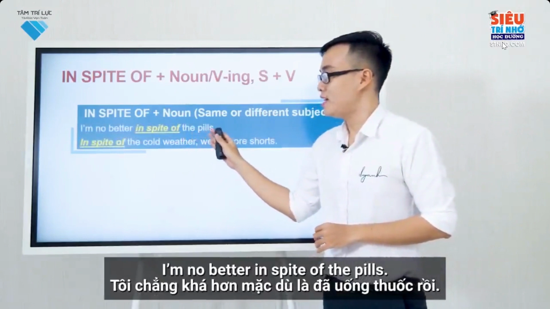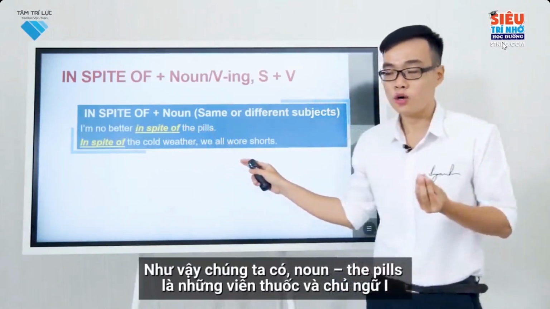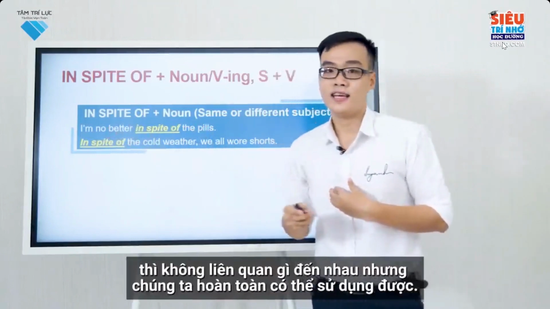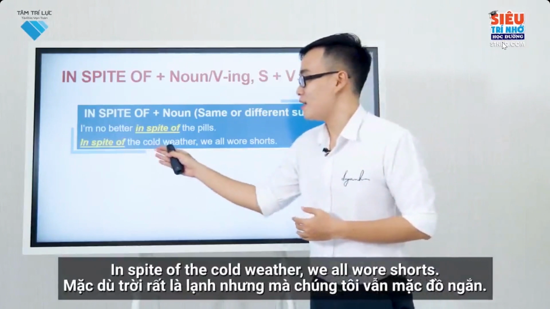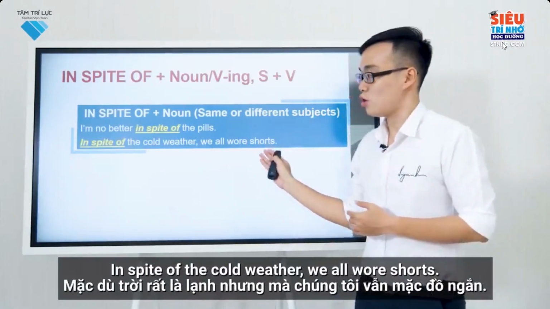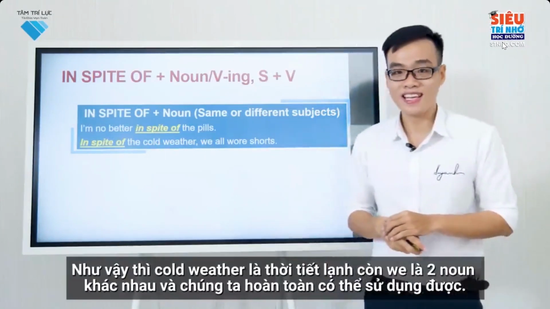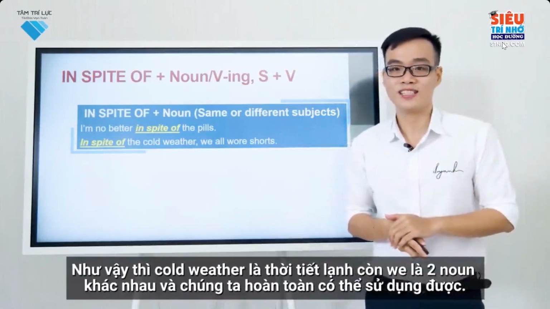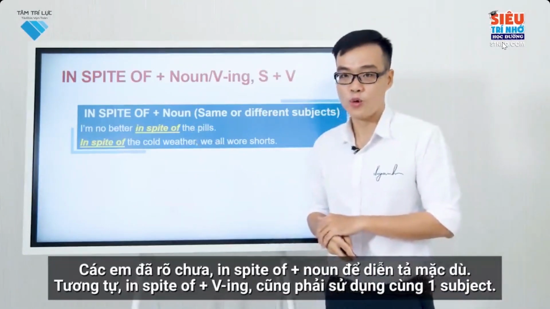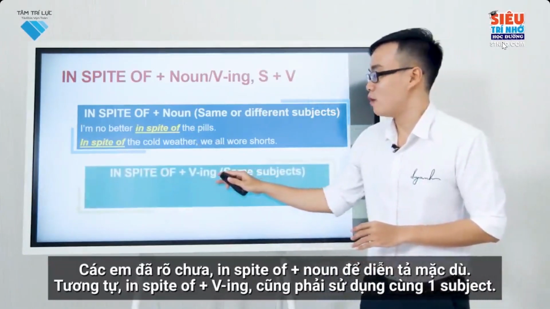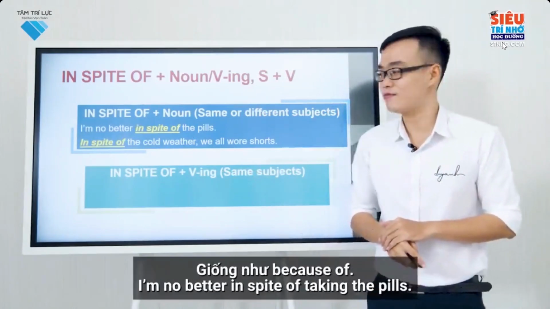I'm no better in spite of the pills. So we have a noun. The pills and the subject I don't relate to each other, but we totally can use them. In spite of the cold weather, we all wore shorts. So the cold weather and we are two different nouns, and we totally can use them. Do you understand? In spite of plus noun expresses although. Similarly, in spite of plus verb ing also must be used with the same subject, just like because of.